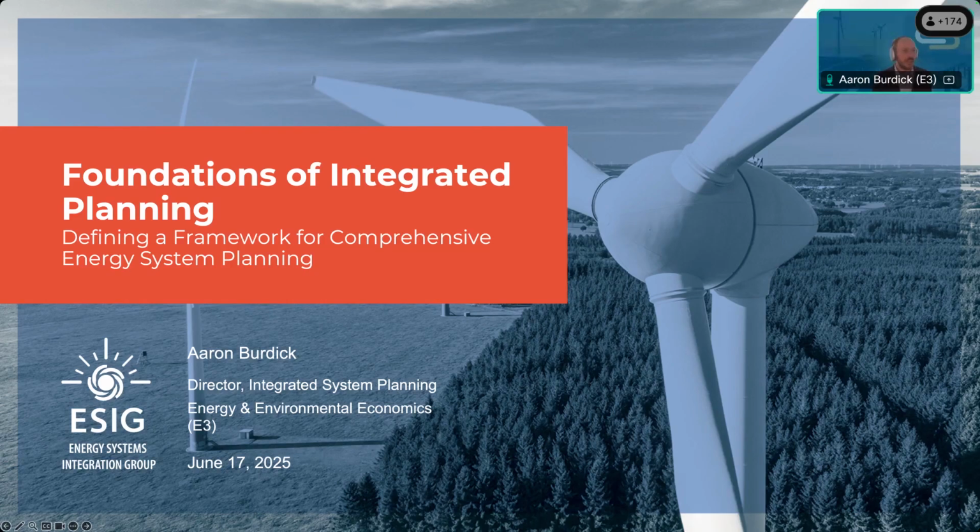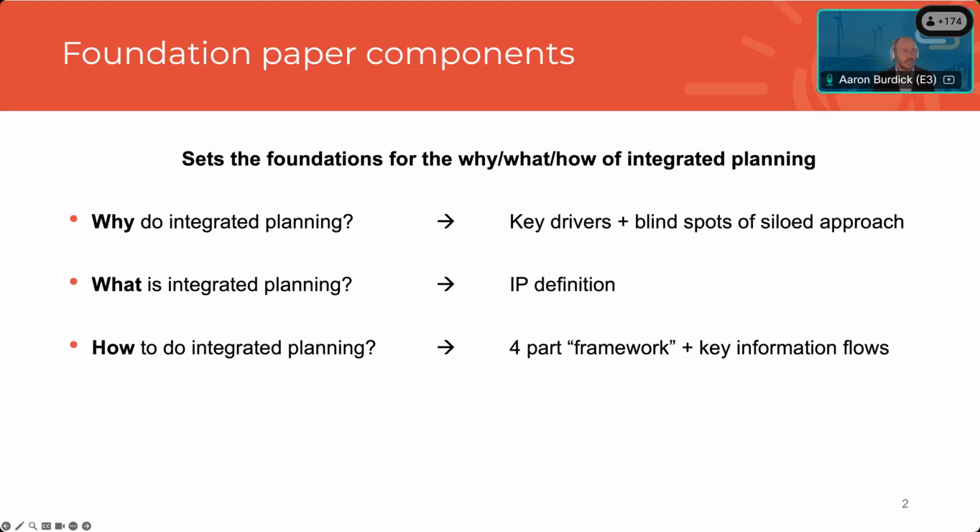So I'll start today talking about the first in the white paper series, Foundations of Integrated Planning. This paper sets the why, what, and how of integrated planning. We start with why do integrated planning at this time? What are some of the drawbacks of the historical siloed approach? What is integrated planning? We have a definition that we propose, and then how to do integrated planning. There's a four-part framework outlined in this paper, and we discuss some of the key information flows between different planning processes that are foundational to a comprehensive approach.